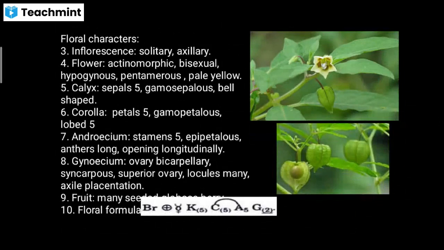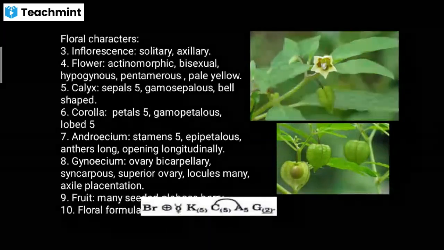They are gamosepalous. Gamosepalous means they are in fused condition and bell shaped. You can see in the last figure. So they have a bell shaped calyx as well as corolla.